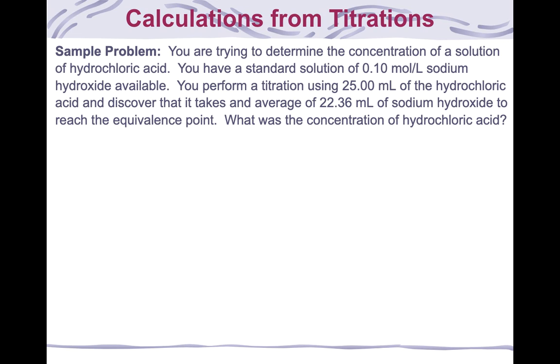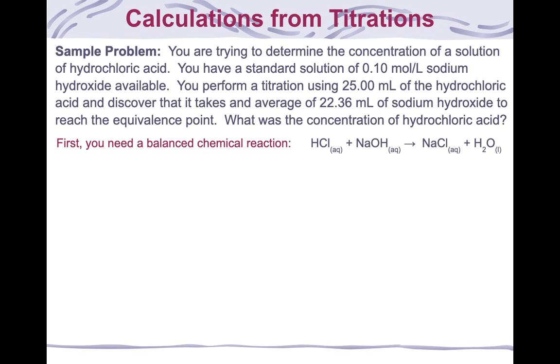So these types of titration questions are stoichiometry problems, like what we did in unit number 2. So the first thing is you're going to need a balanced chemical reaction. In this case, it's that same reaction we've been looking at in this video so far. Then list your givens, right? So we have a concentration of sodium hydroxide of 0.10 mole per liter. We have a volume of hydrochloric acid of 25 milliliters and a volume of sodium hydroxide of 22.36 milliliters.